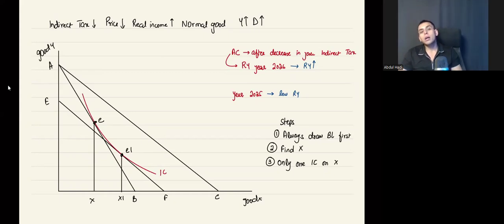Now, which kind of effect am I getting here? Income effect, substitution effect, or price effect? Tell me, hurry up. What effect am I getting over here? No, this is not the income effect. How many indifference curves are there?